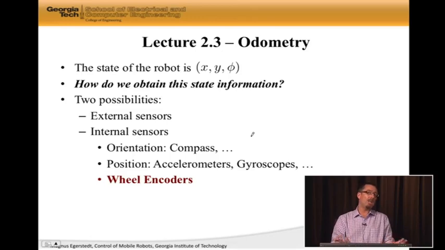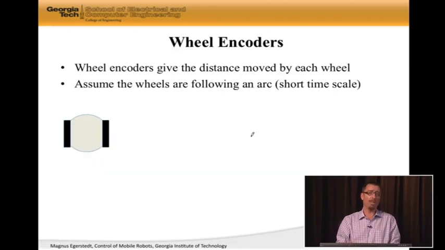And I would like to discuss a little bit with you about wheel encoders. The reason for that is that if we are indeed now working on differential drive robots for a while, let's see if we can find out a little bit of how we can get position information, and more importantly, how much can we trust it. So a wheel encoder gives the distance moved by each wheel. So we have left and right wheels here.